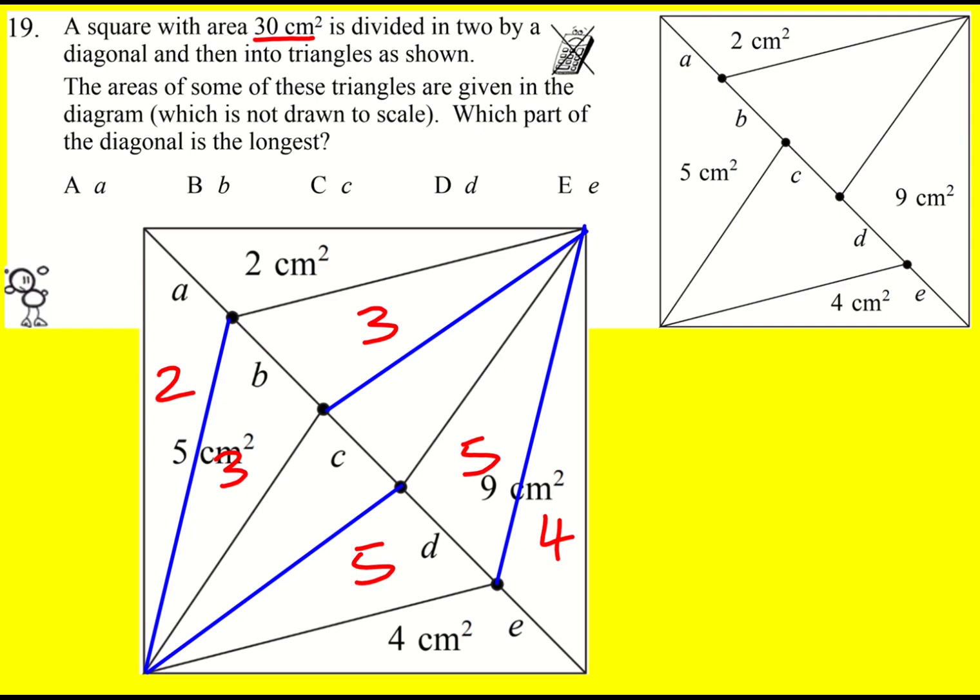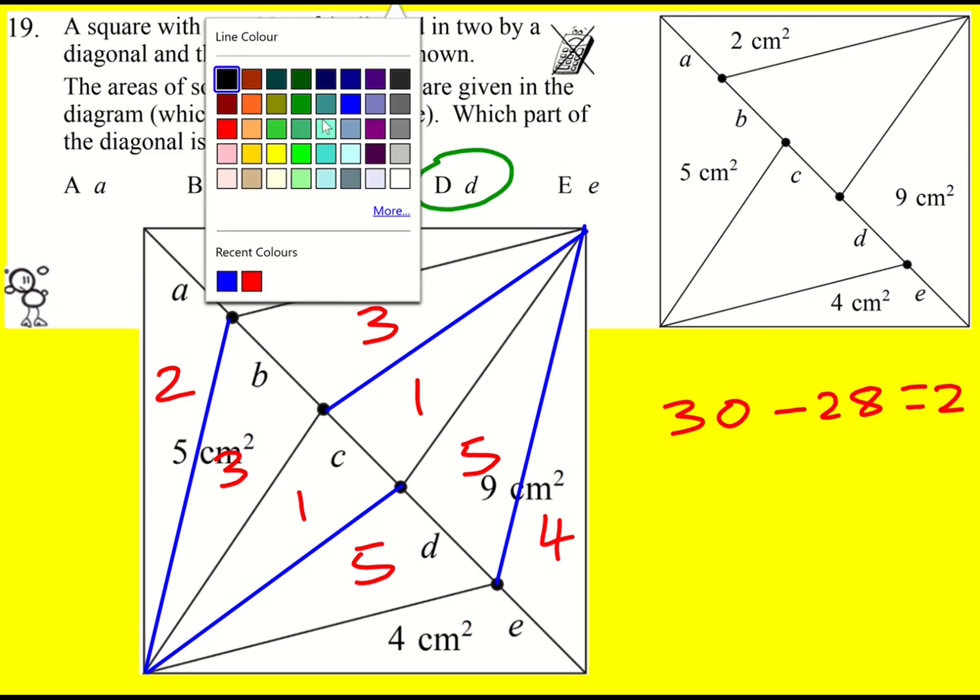So if I do 2 plus 3 plus 5 plus 4, that is 14, double it to give 28. The extra area must be 30 minus 28, so it must be 2. Because both of these are the same, they must have area of 1. Now you can maybe just take a guess at this point and say, this one here is the biggest, so it must be D. And you would be correct, but let's explain why.